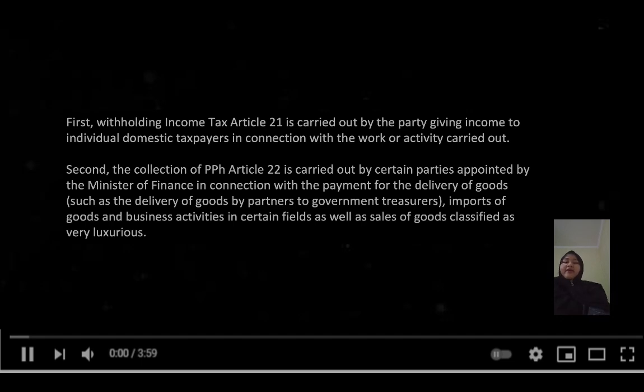Second, the collection of PPh Article 22 is carried out by certain parties appointed by the Minister of Finance in connection with payments for the delivery of goods, such as the delivery of goods by partners to government treasurers, imports of goods and business activities in certain fields, as well as sales of goods classified as very luxurious.